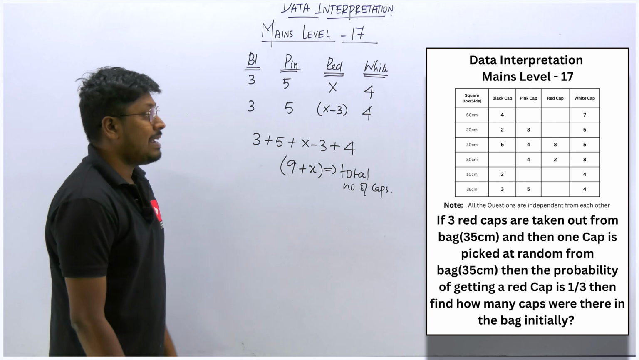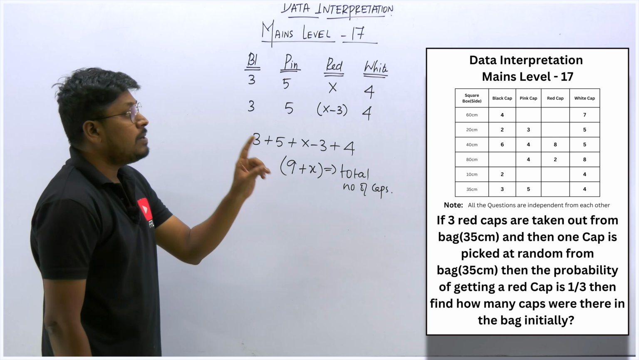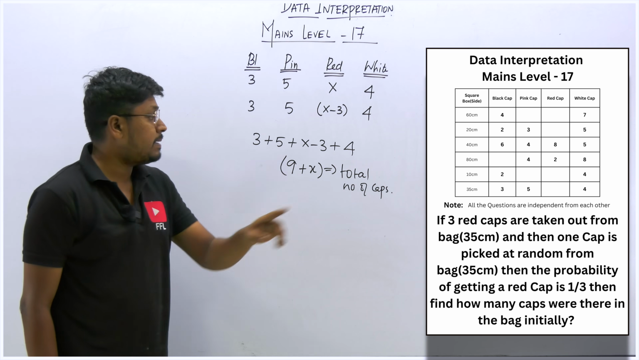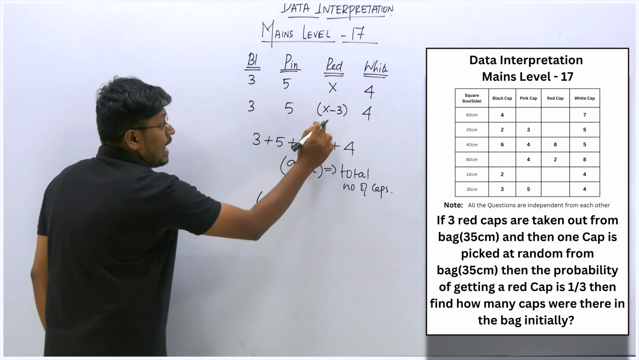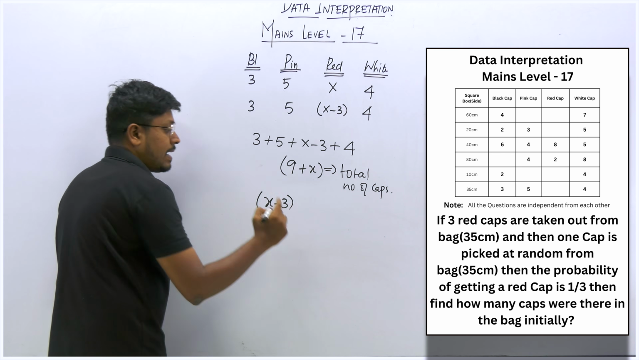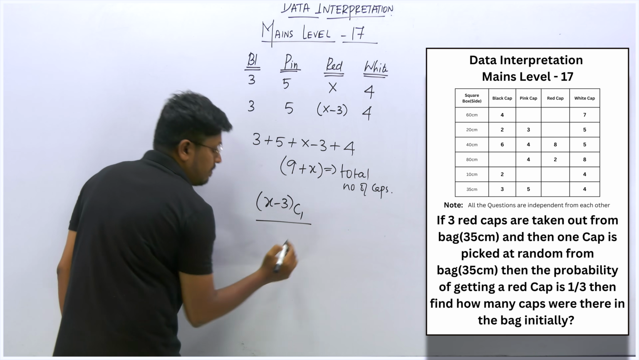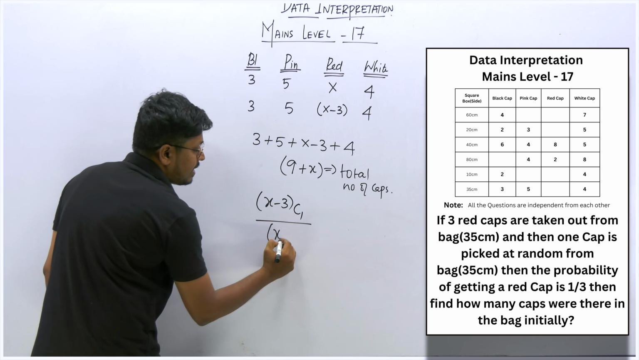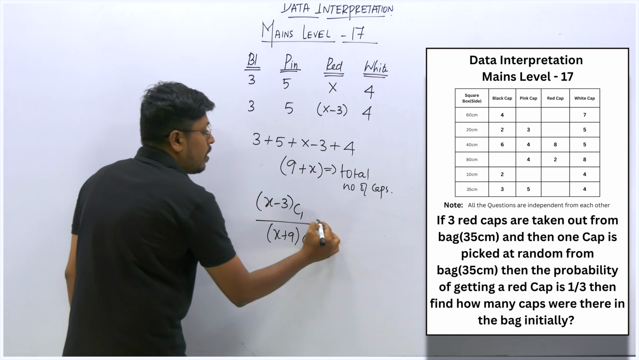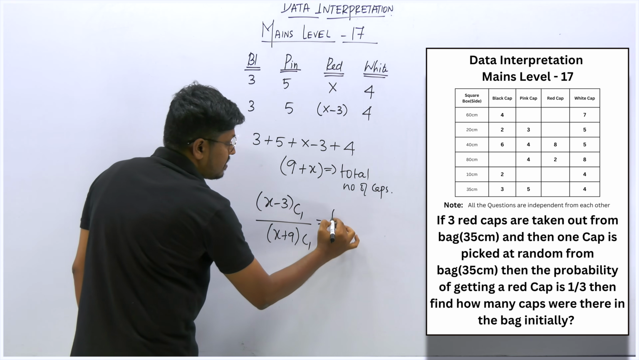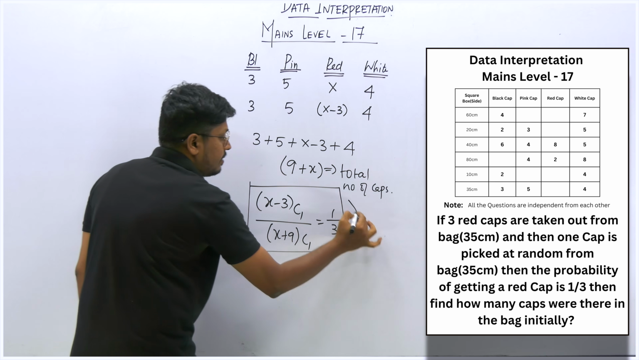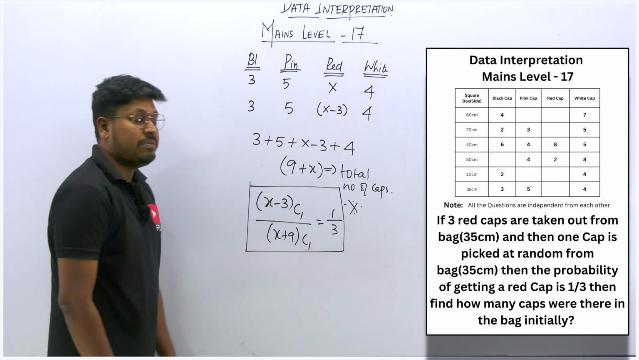Now the second data they are giving is the probability of getting a red cap is 1 by 3. If 1 red cap is picked at random, we have X minus 3 red caps in total, and 1 cap is picked at random. So X minus 3 C1 divided by the total. And what is the total? X plus 9 C1. So friends, understood or not? For this, the probability answer has been directly given, which is 1 by 3. If you write this step correctly, then solving the complete question will be easy.